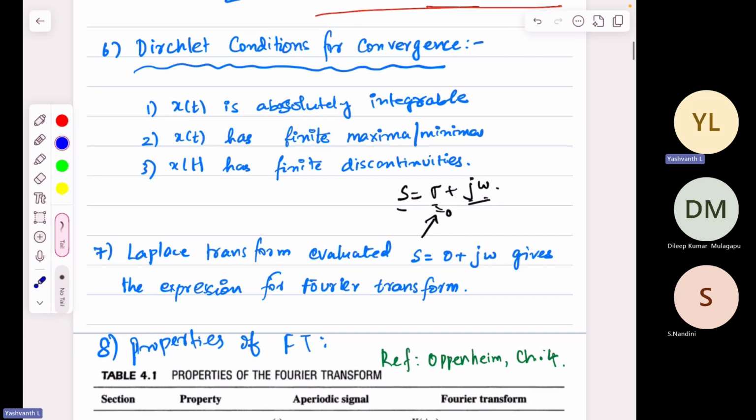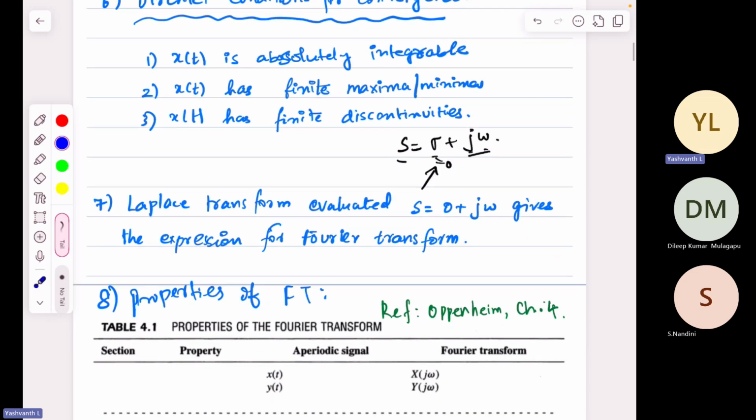Now, one quick thing I would like to mention is that the Fourier transform has one similarity with the Laplace transform. The Laplace transform evaluated at the complex number s equal to 0 plus j omega gives the expression for the Fourier transform. You recall that the Laplace transform was for a complex number s, which can be represented as sigma plus j omega. You put sigma equal to 0 and just evaluate the Laplace transform at j omega.